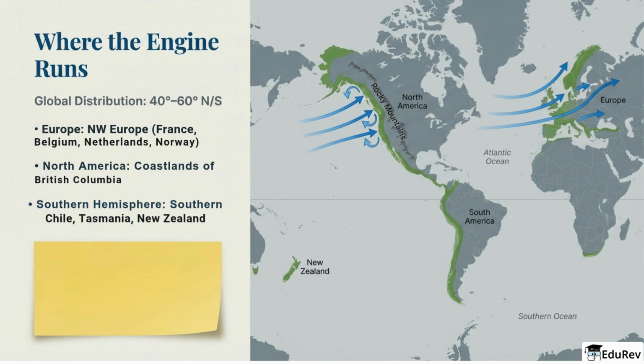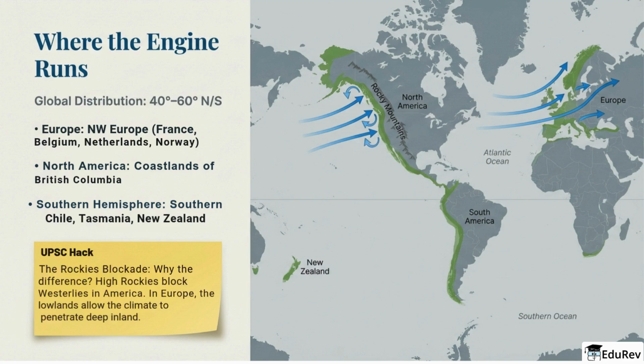Now here is the distinction that matters. In North America, the Rockies block the westerlies, so this climate stays narrow along the coast. In Europe, the lowlands allow it to penetrate deep inland. Most students remember latitude and forget relief. That is where easy marks go.